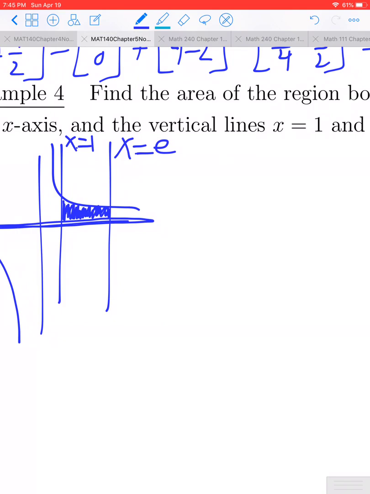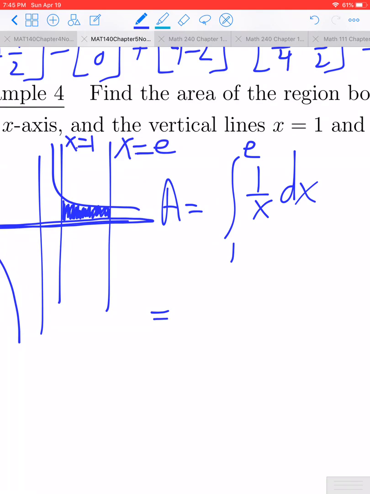We can use a definite integral to do this. The area is going to be equal to the integral from 1 to e, since the region extends as far left as 1 and as far right as e, and it's the area under the curve of 1 over x dx. We can use our fundamental theorem of calculus. The antiderivative of 1 over x we know is the ln of the absolute value of x. We're going to evaluate that from 1 to e.